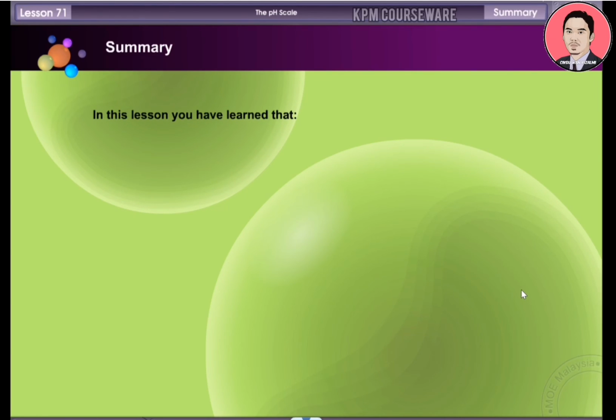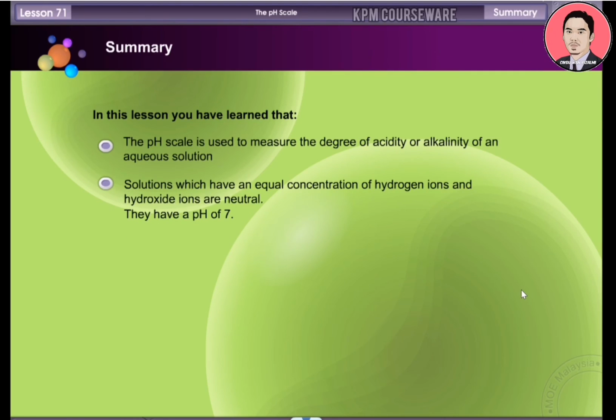We have learned that the pH scale is used to measure the degree of acidity or alkalinity of an aqueous solution. Solutions which have an equal concentration of hydrogen ions and hydroxide ions are neutral. They have a pH of 7.